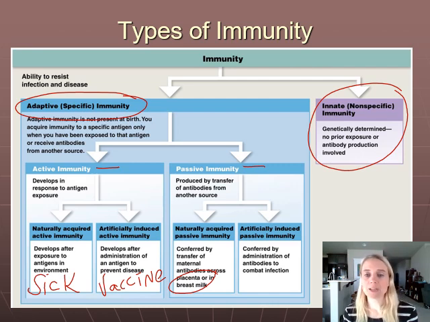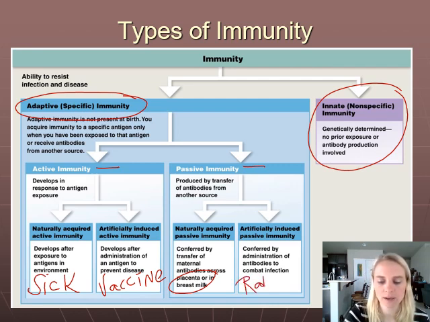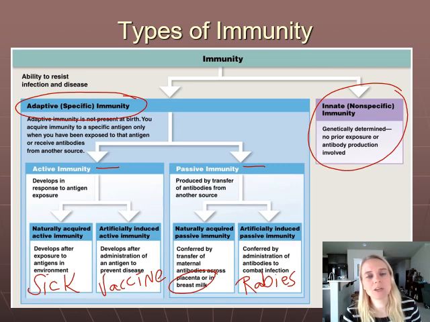Okay, this last group you may not be as familiar with, but it's also passive because it's somebody else making the benefit for you, not you yourself. A good example is rabies, and I'm going to put the word rabies down here as the example for artificially induced passive immunity. Let's say you get bitten by a bat or a raccoon or something that could be a potentially rabid animal.